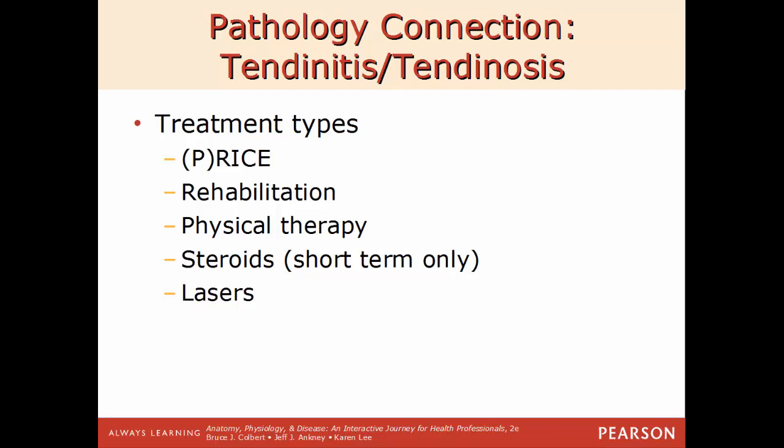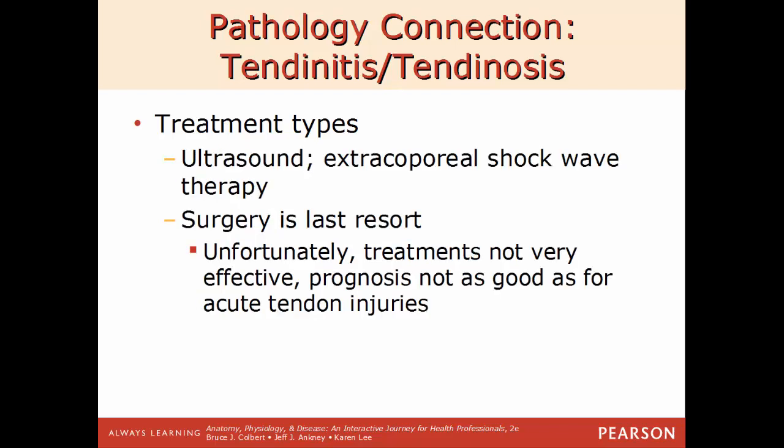Steroids in the very short term. You can't, or you don't want to, overdo steroids. And then lasers can also be a treatment type. Ultrasound, such as shockwave therapy, for example. And then the very last resort for treatment type is obviously surgery. And even though this is the last step for treatment for tendinitis, tendinosis, it usually isn't that effective. And the prognosis is not as good for acute tendon injuries.